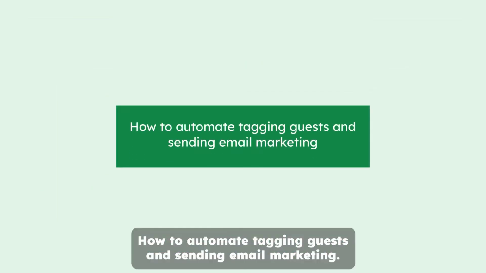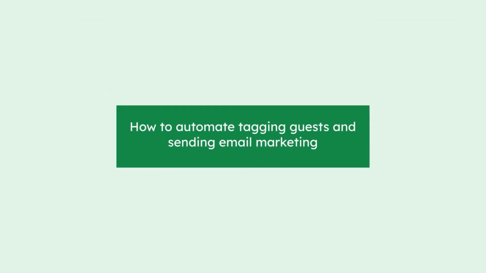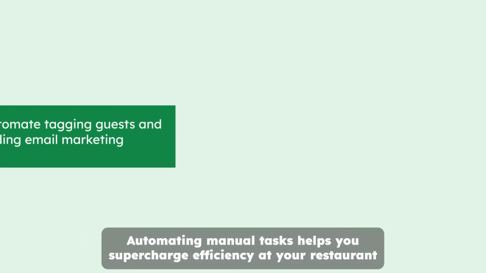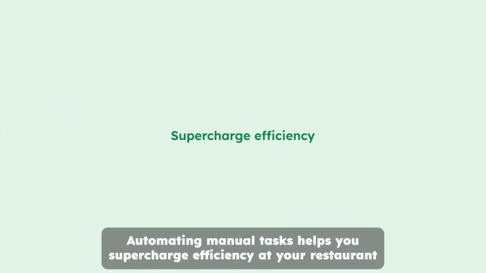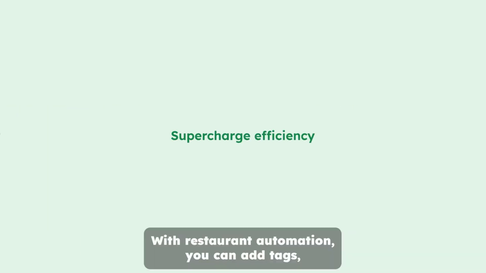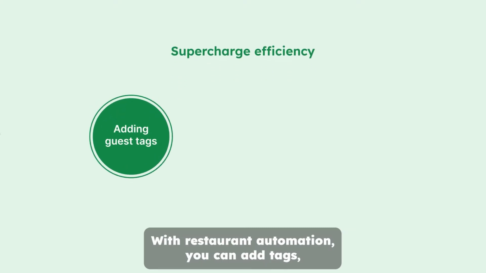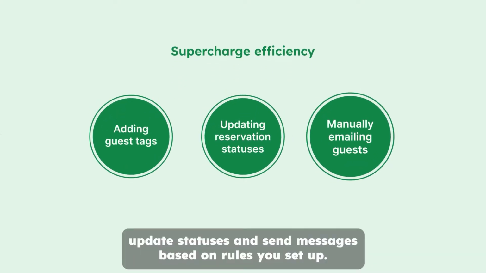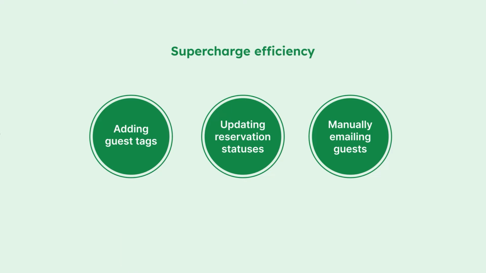How to automate tagging guests and sending email marketing. Automating manual tasks helps you supercharge efficiency at your restaurant. With restaurant automation, you can add tags, update statuses, and send messages based on rules you set up.